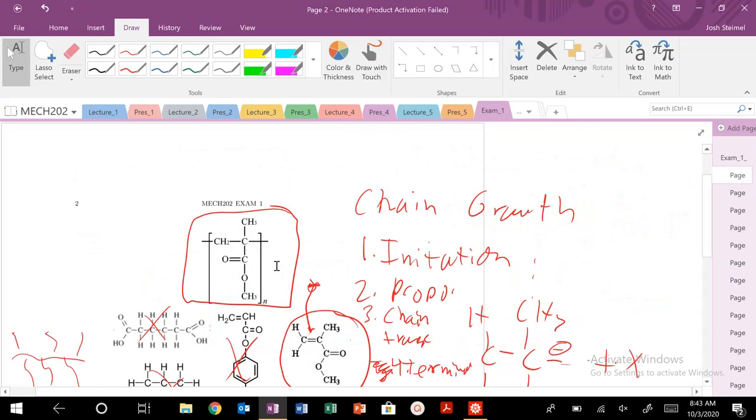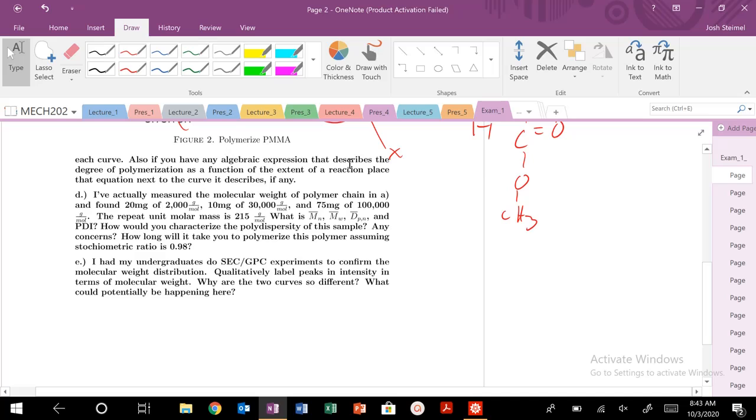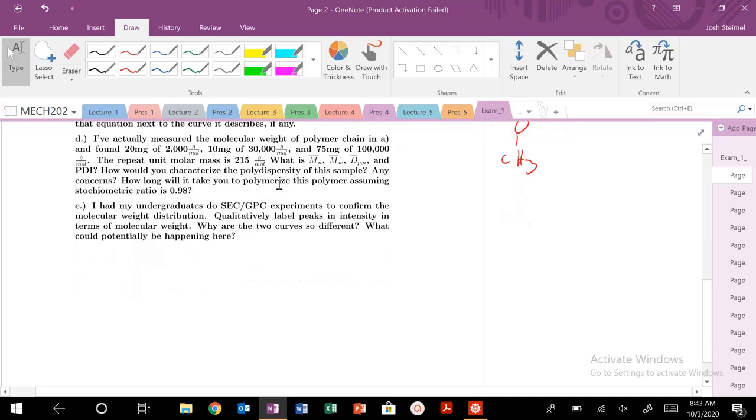Label each curve and give the algebraic expression. All right, now it says I've actually measured the molecular weight of polymer chains in A and found 20 milligrams of polymer with this molecular weight, 10 with this molecular weight, 75 with this molecular weight. Repeat unit molar mass is 215. What is Mn, DPn, and PDI? How would you characterize the polydispersity of the sample? Any concerns? How long will it take you to polymerize this polymer, assuming a stoichiometric ratio of 0.98?